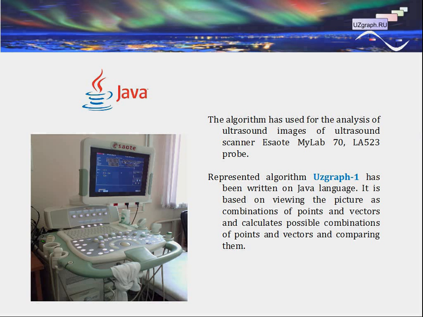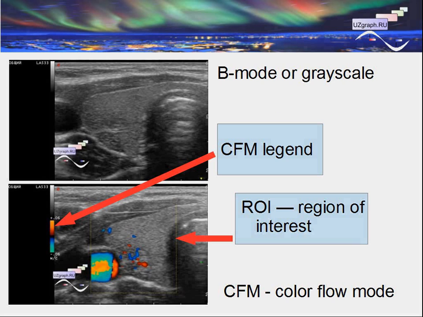Most modern diagnostic ultrasound images right now are two-dimensional. It's called B mode or grayscale mode. Also, often we use the duplex mode such as color flow mode, CFM, to visualize the blood flow, and practically CFM is the third dimension. We have two-dimensional B mode plus another dimension or layer of information.